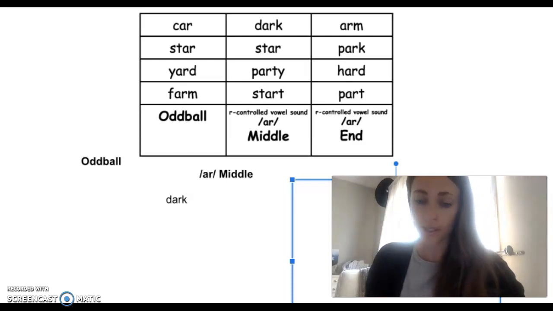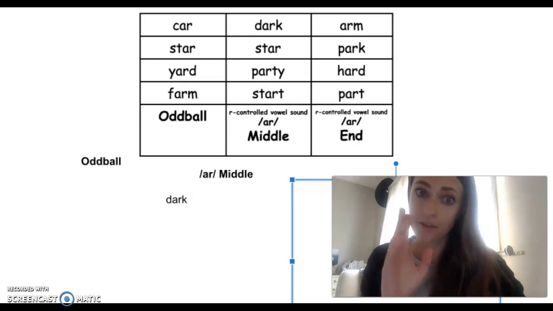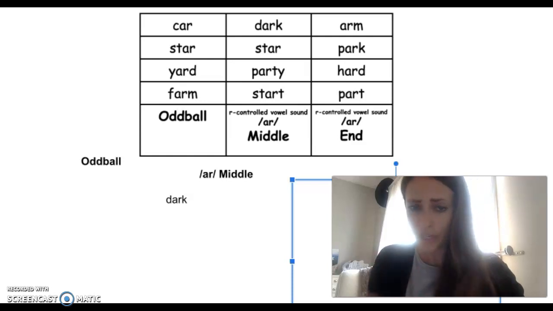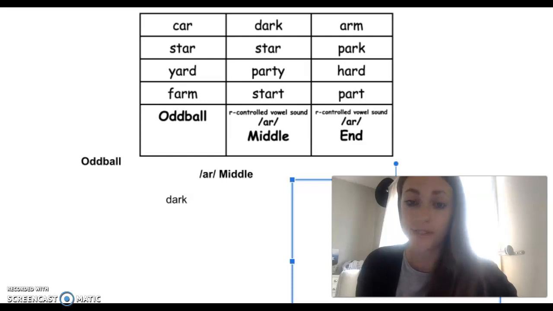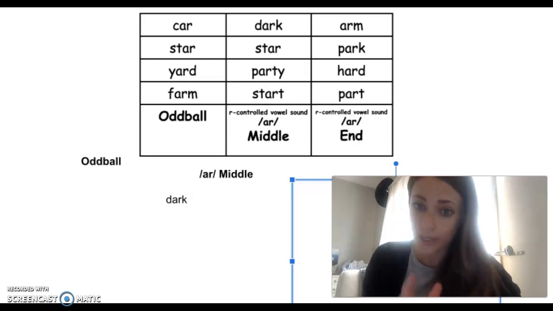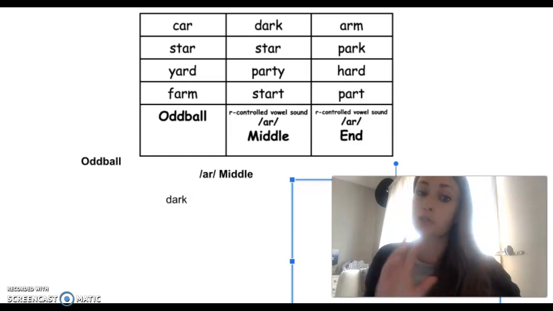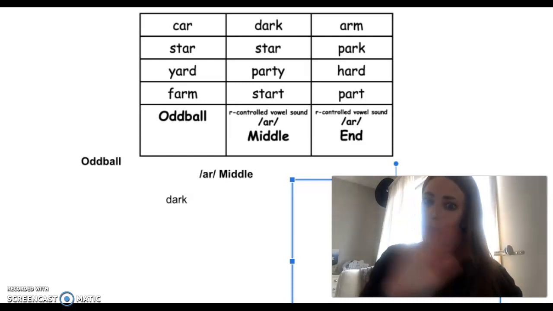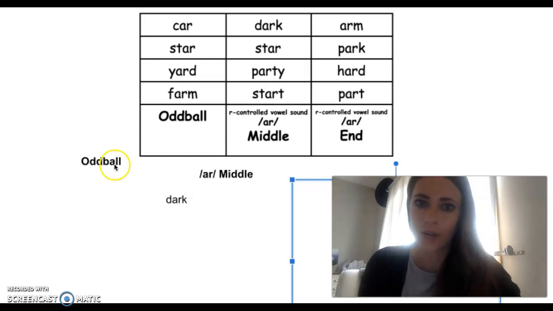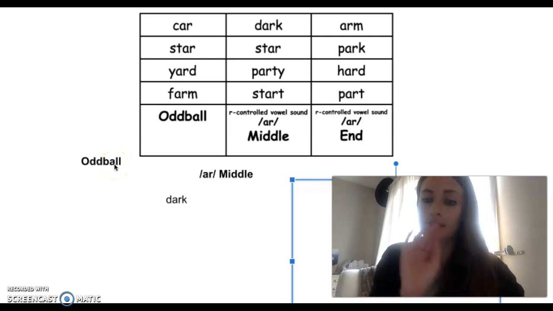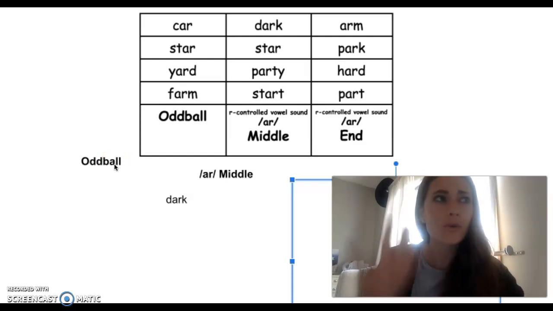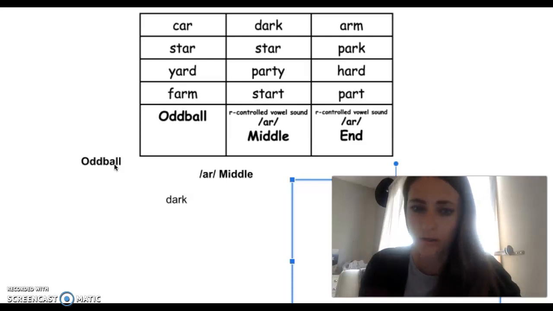So this week, your words are focusing on the R-controlled vowel sound. When you see an R following the vowel A, it controls the sound. So it doesn't make a long A vowel sound or a short A vowel sound. It controls the sound to make a totally different sound. This week you're organizing the words based on where you hear that R sound in the word.